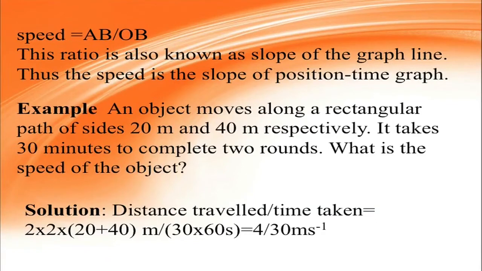The motion can be represented in another way. Speed is equal to AB upon OB, that is, the ratio known as the slope of the graph. Thus, the speed is the slope of the position time graph.